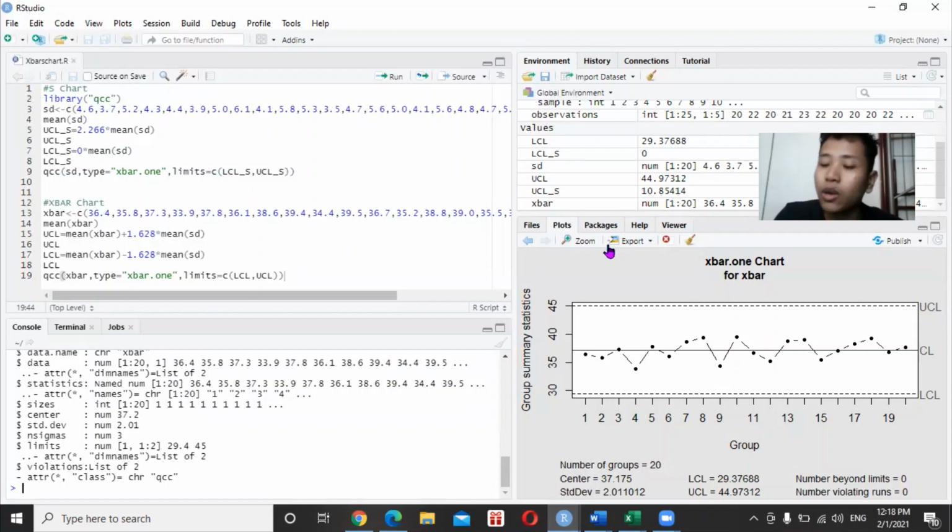So what if it's not in the control limit? Like I said before, you need to remove the out of control points and then do the calculation for the upper control limit, the center line, and the lower control limit again. Okay, so that's all for the S bar S charts. Let's continue with the next.